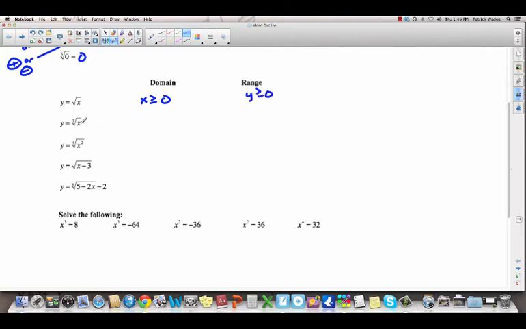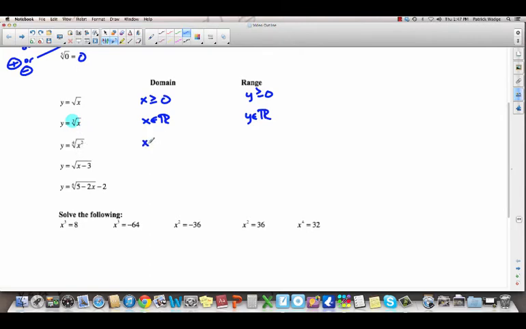Cube root of x. Domain, all reals. Doesn't matter what you put in there, right? If it's an odd index, you have a 3 here, you can put any number you want into the x. Range, all reals as well. Because your x can be very, very big, and then you get very, very big y's for your answer, or your x can be very, very big negative, and then the y's would be similar.